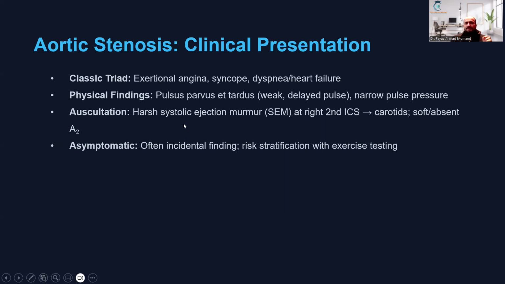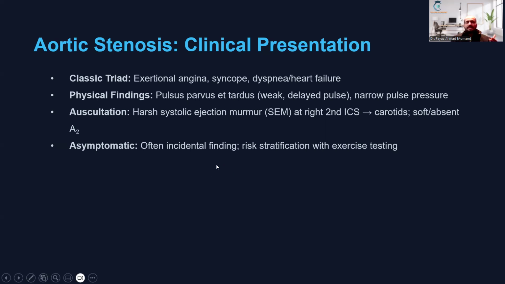On auscultation, you will hear a systolic ejection murmur. This murmur is a crescendo-decrescendo murmur, meaning it goes up in intensity and then comes down, at the second intercostal space on the right, and it radiates to the carotids. The A2 sound or aortic sound may be soft or absent in aortic stenosis.